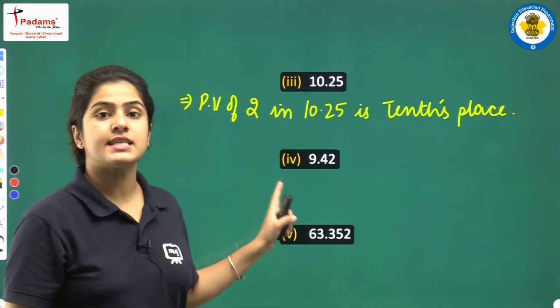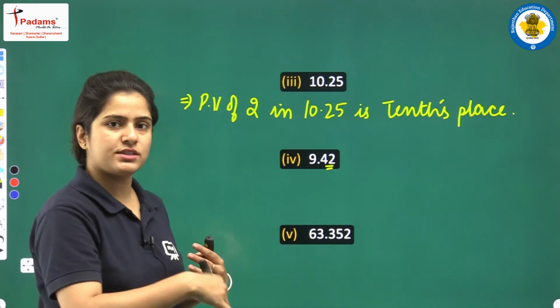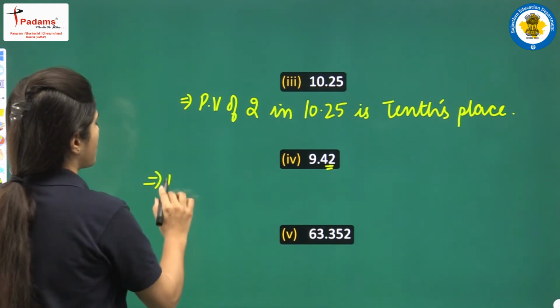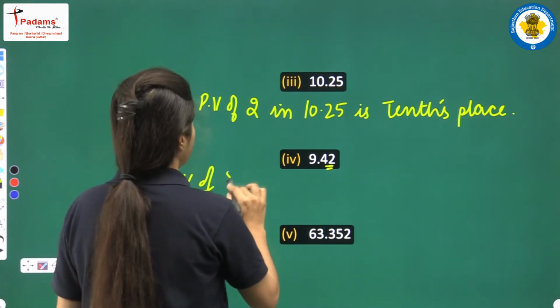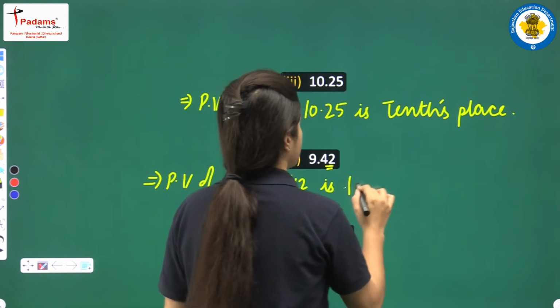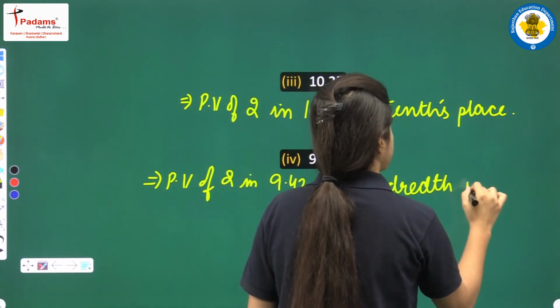Okay, next question, students, 9.42. The 2's position is after the decimal, at the 100th place. Okay, students, so the place value of 2 in 9.42 is the 100th place.